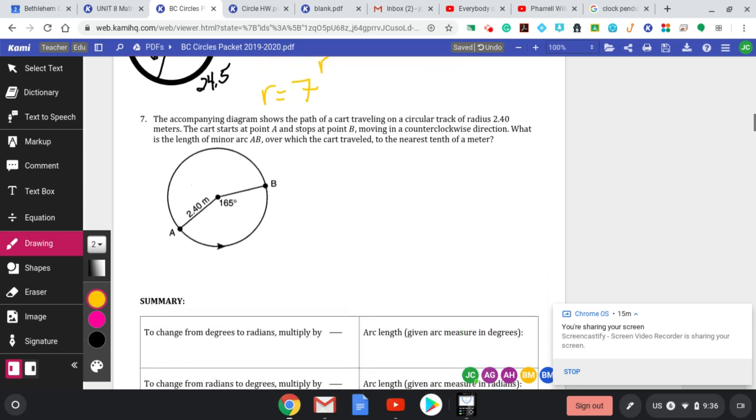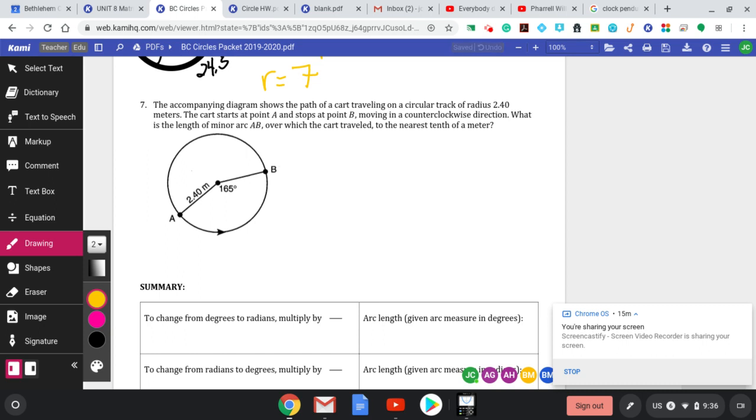All right, finally, to wrap this up here. Whew, all right, we've got a cart that has a 2.4 radius. The cart travels from point A to B. What is the length of minor arc AB? Okay, so remember our terms from day 2. Minor arc means an arc that's less than 180 degrees. So I know I'm going to be solving for this arc right here. So what is that arc length?